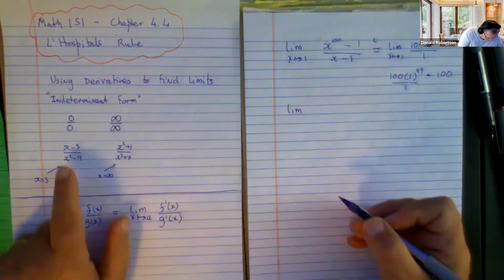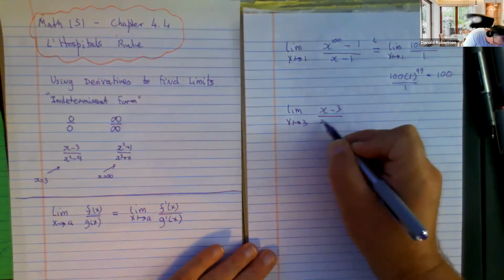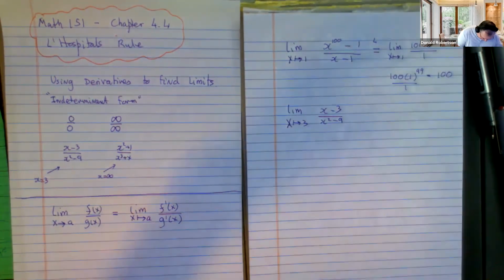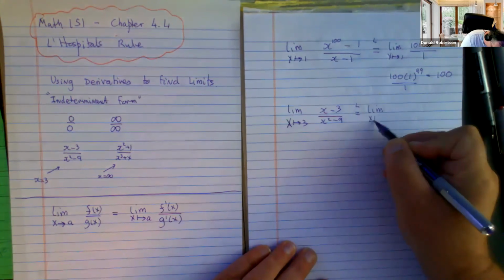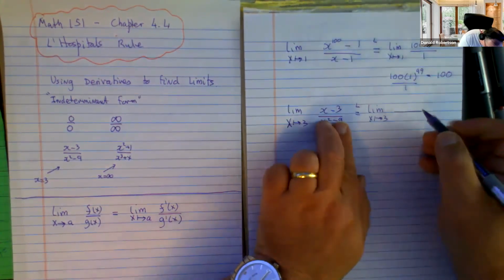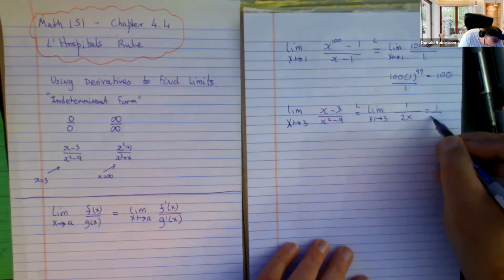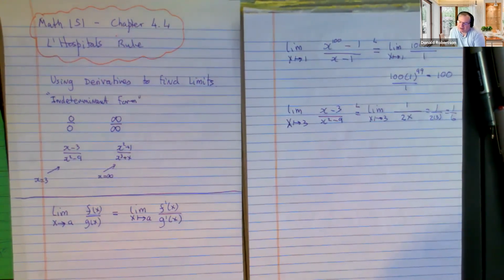Right, let's do this one. The limit as x tends to 3 of x take away 3 over x squared minus 9. Now, if you put in x is 3, you get 0 over 0, indeterminate form. So L'Hospital says you don't need to find that limit if you want the answer. What you can do is differentiate the top and differentiate the bottom, and the answer ends up being 1/6. Isn't that easier than factor and cancel? Cool.